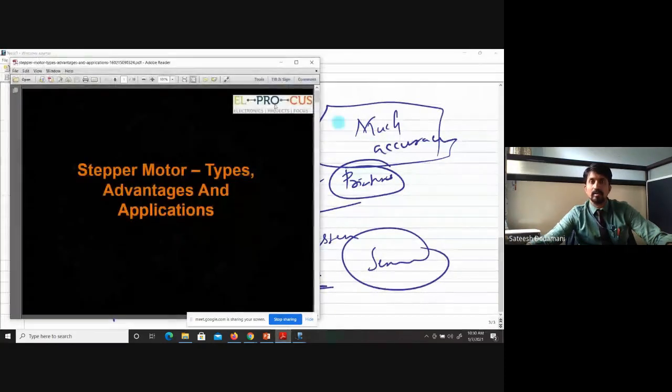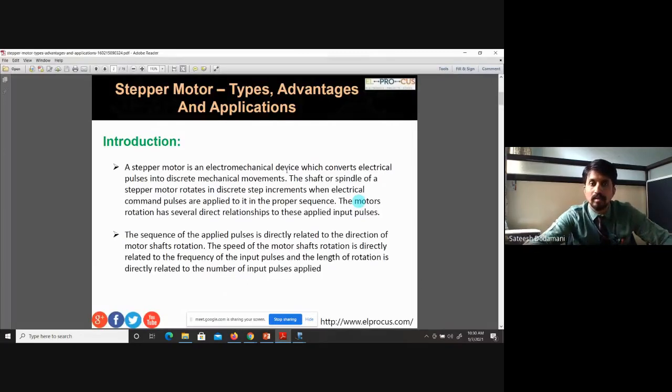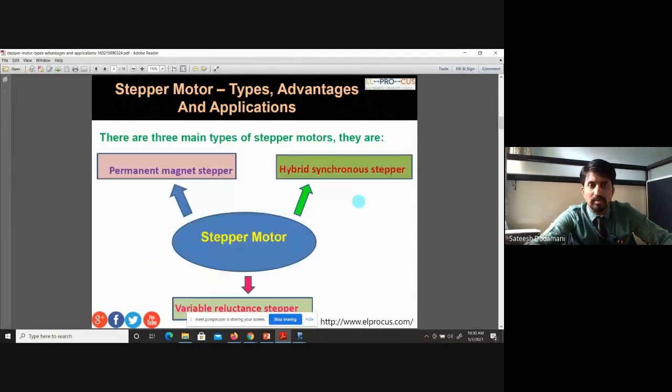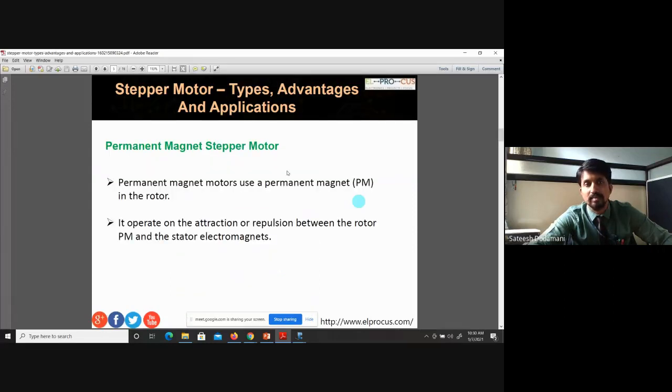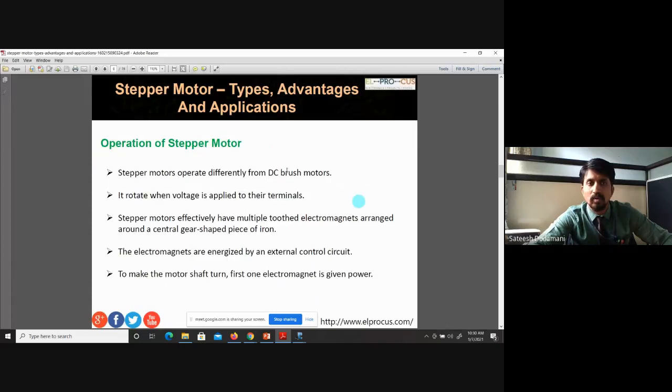Now one more diagram; here I would like to show some other diagram. This is the stepper motor classification: permanent magnet stepper motor, hybrid stepper motor, and variable reluctance stepper motor. There are three main types of stepper motor. So what is permanent magnet, what is variable, what is hybrid, you know those things. Operation of the stepper motor also you know: stepper motors operate differently from a DC brush motor.